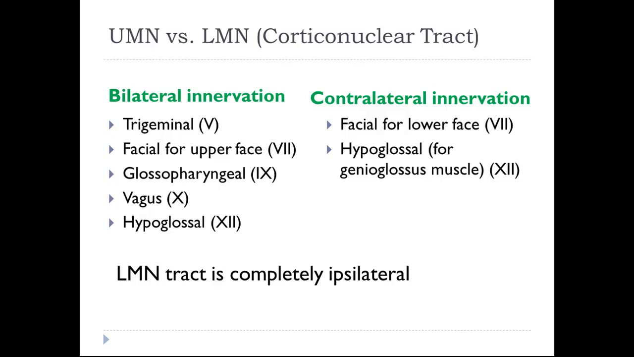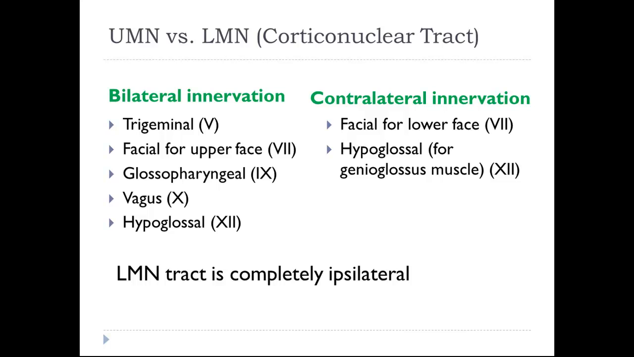So this slide shows all the nerves that are involved in our speech, and the information on the left side of the slide as you look at it are all of the nerves that are bilaterally controlled, and that's 5, the trigeminal nerve, 7, which is the facial nerve, and notice that it's only for the upper face. The glossopharyngeal nerve, which is 9, the vagus nerve, which is 10, and the hypoglossal nerve, which is 12, which also has an exception.